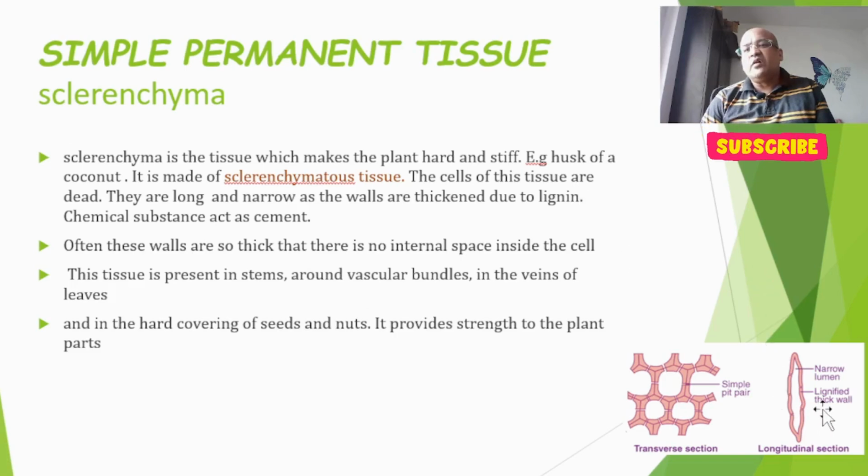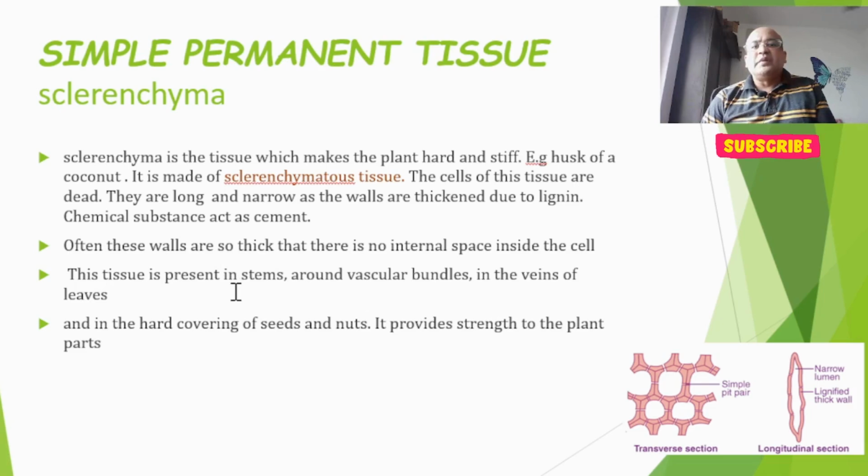So there is a material called lignin. This material is like cement, right? It's a chemical substance like cement, which solidifies. Often these walls are so thick that there is no internal space inside the cell. So they lack internal space. Internal space is not there.